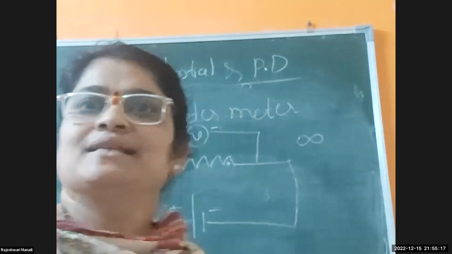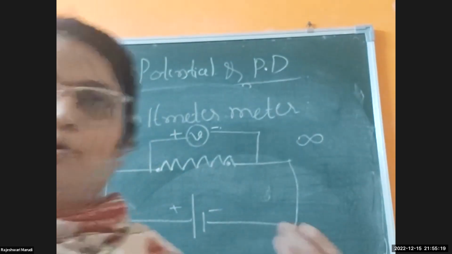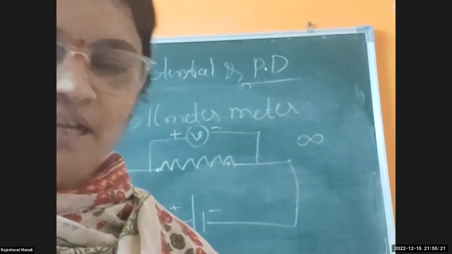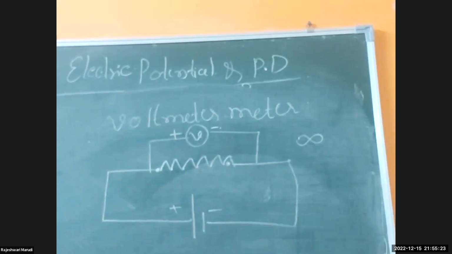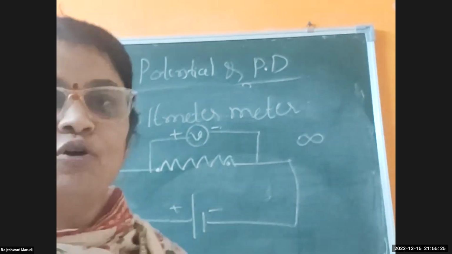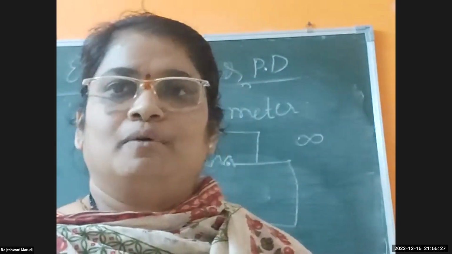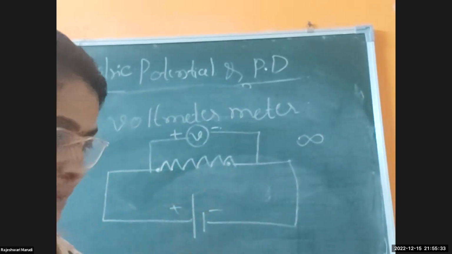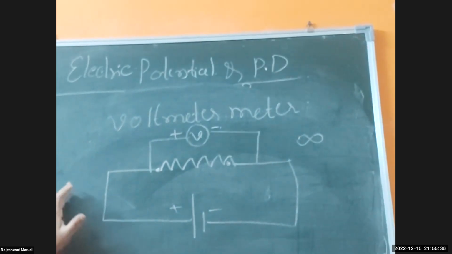So in today's class, we have learned about what a potential difference is. Next, the device used to measure the voltage. Then the unit of voltage, and how 1 volt is defined. Whatever I have taught today, is it clear for everyone?